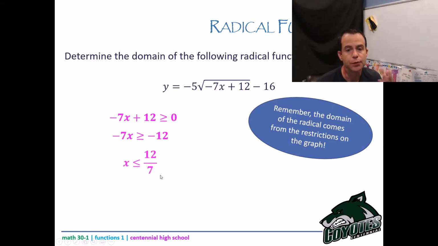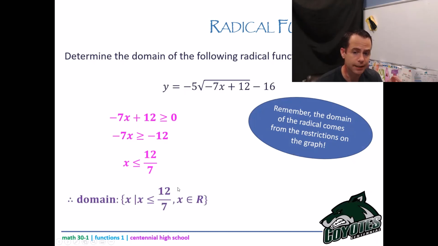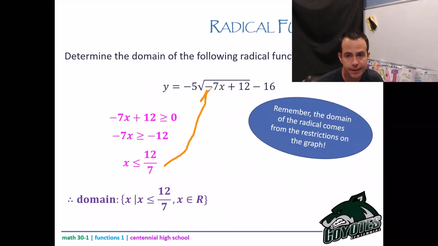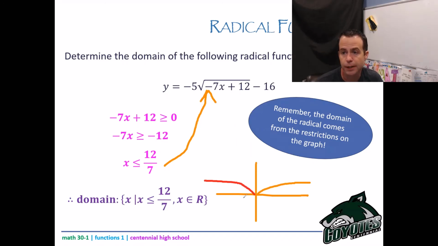So your domain on this one is now x is less than 12 over 7, where x is a member of the reals. And that should make sense to you because we've already talked about the fact that that is a horizontal reflection. If it's a horizontal reflection, I've gone from a greater than domain to a less than domain, right? That's what a horizontal reflection would do. So it makes sense that the inequality flips on me.